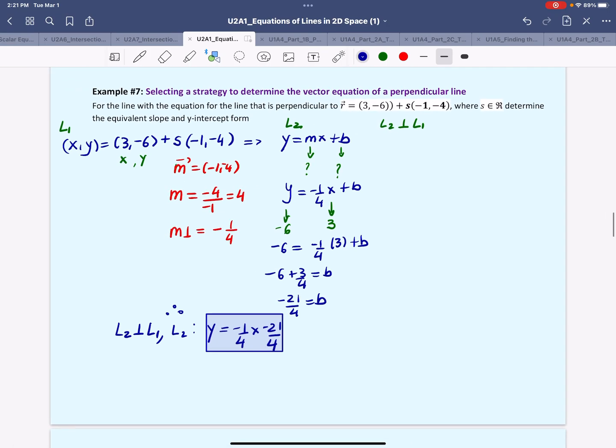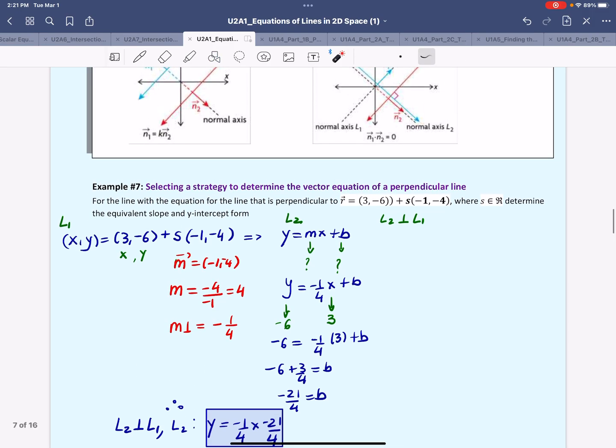Another method of finding that same equation will be by using the fact that the two lines are perpendicular. So the lines L1 and L2 must be perpendicular to each other. I'm going to write the second method here. If two lines are perpendicular, then the normals of these two lines must be multiplied to give a dot product of 0. So we are going to say that if the line L1, and I'm going to bring all the information in here one more time.